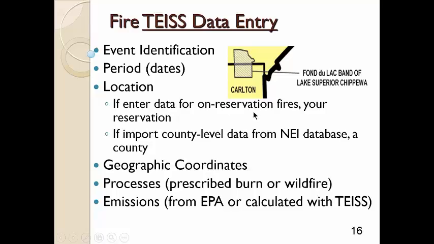Then the location. If this is a fire that happens on your reservation, the location is your reservation. Once again, if you're importing county level data from NEI, it's the county. So that's where the fire is. Then the process. I guess if it's a prescribed burn, maybe they're more careful. I don't know how they could be careful with the emissions, but I guess that depends upon the people who are setting the fire. So the process is important, and then the emissions, which you can often get from EPA.